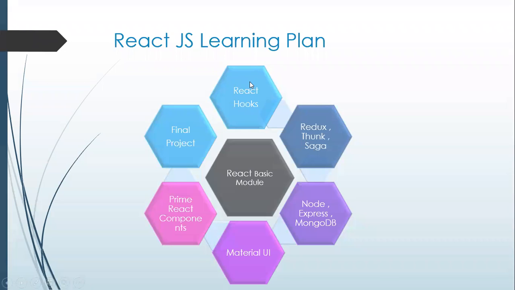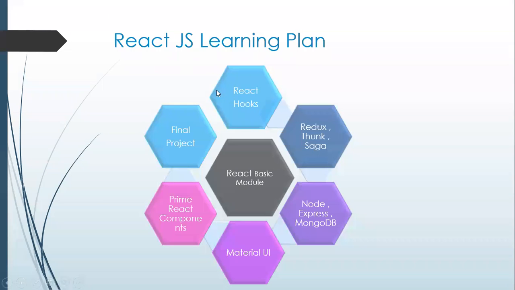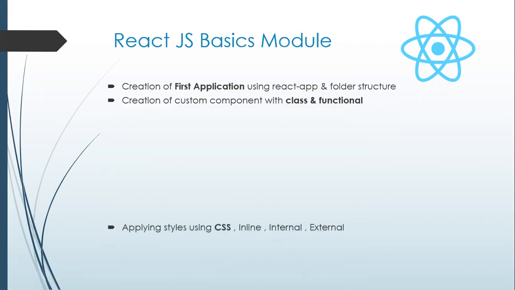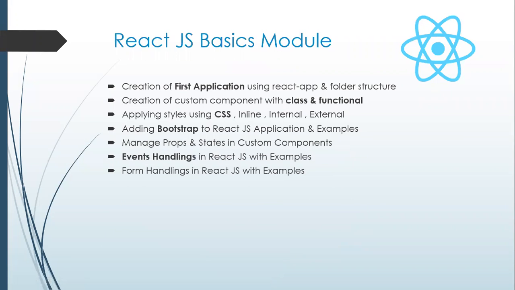In React hooks also we'll see all examples, from data binding and event handling to authentication and authorization at the end, completely with the hooks concept. Here also one Big Basket application is going to come, with hooks. Next we'll start with Redux, Thunk and Saga, and here also one Big Basket application will come. Then we'll start with Material UI, then Prime React, and then the final project. So that's the plan.